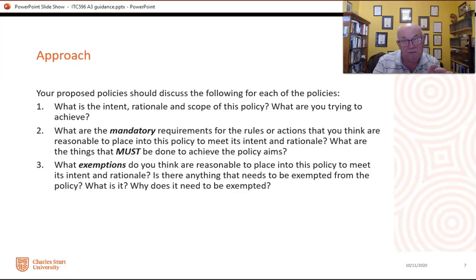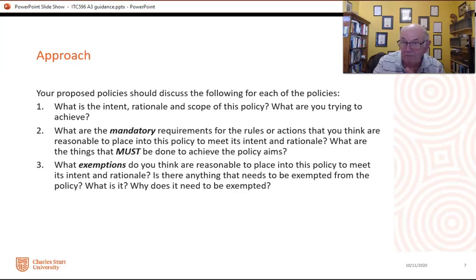Now, as most of you probably know, security policies are considerably larger than this. But in order to keep this down to a reasonable size and stop you writing from now until next Christmas, we're just looking at these three parts of it. What's the intent? What are the mandatory requirements? What are the exemptions? Now, if you decide there are no exemptions, that's fine.